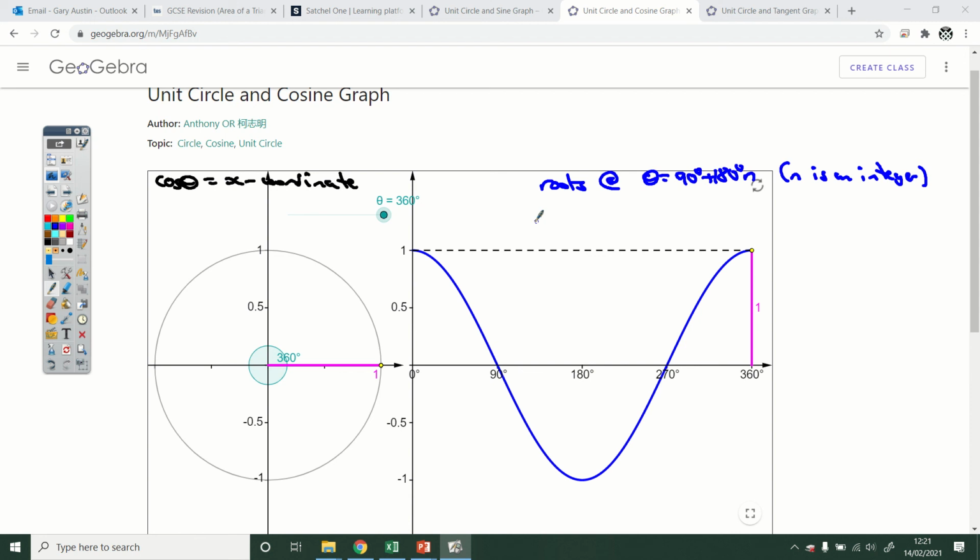Okay, positive or negative. The maxima are going to be what look like at 0 and then 360 and then at the next one at 720 and so on. So that looks like clean multiples of 360. The minima are going to be down here at 180 and then it looks like multiples of 360 after that. Sorry, at theta equals 180 plus multiples of 360.